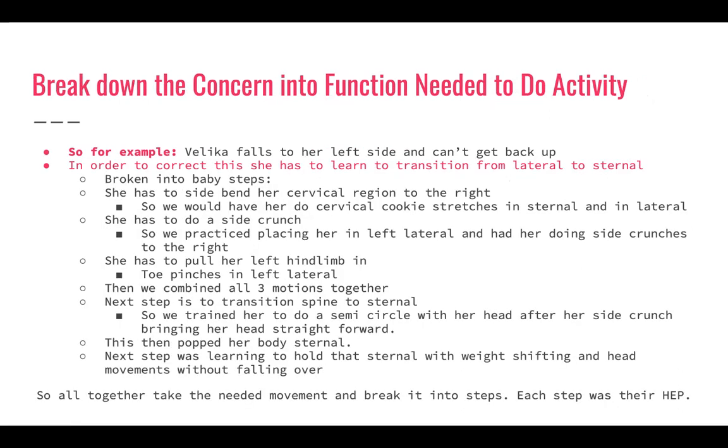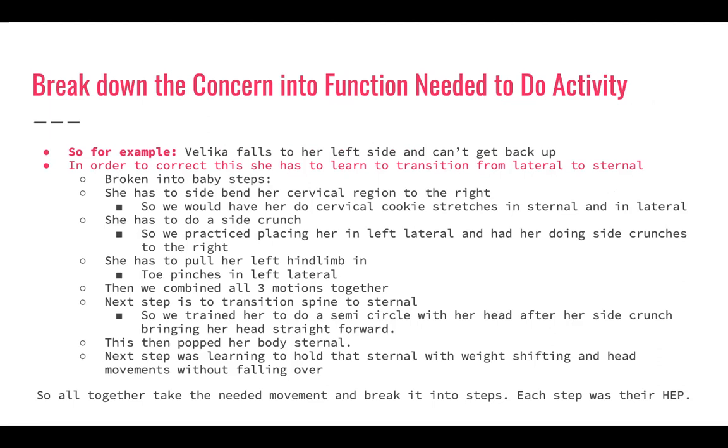So each one of those concerns, I then broke down into what function is needed to do that activity, and then broke that function down into baby steps. So for example, Velica falls to her left side and she can't get back up. So in order to correct this, she has to learn to transition from lateral to sternal. But it's not that simple for a bunny that does not have a hind limb and that has paralysis in the front limbs to just go from lateral to sternal.